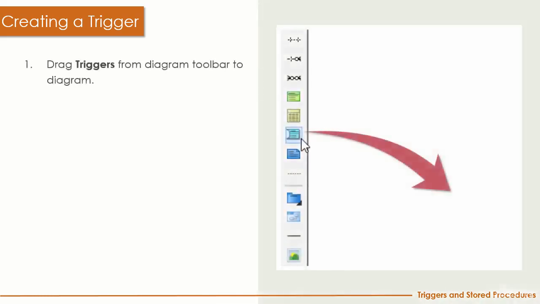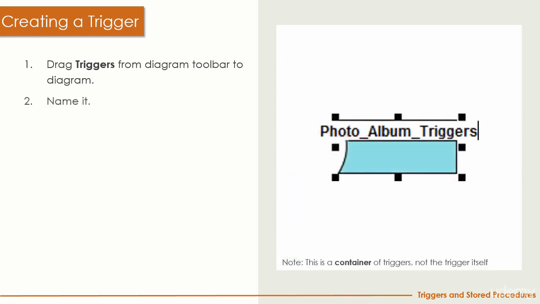To create a trigger in Visual Paradigm is easy. You just go to the triggers item on the toolbar, then drag and drop it into the diagram, and then you will create the triggers. Please note that this is triggers, not a single trigger. It is a container of a set of triggers. So the triggers is a logical container. Then you can write a lot of triggers inside.